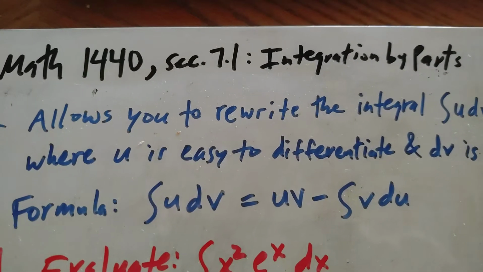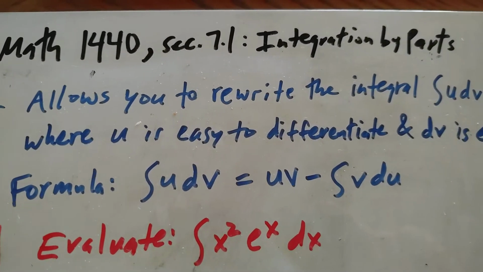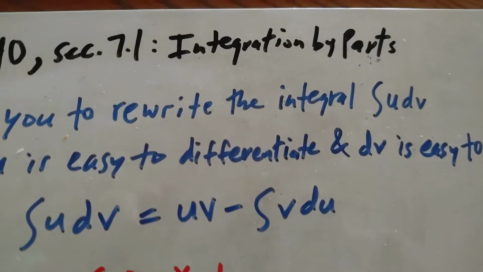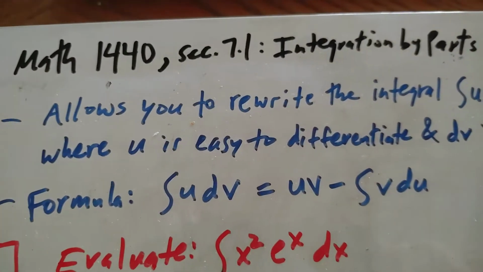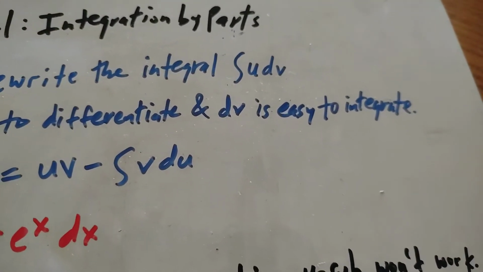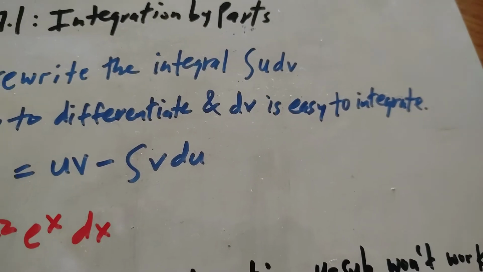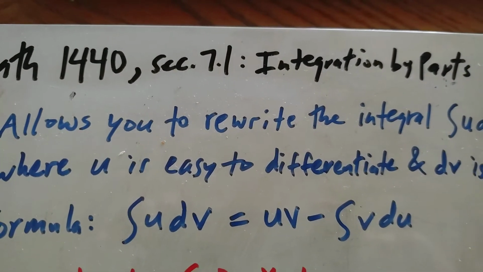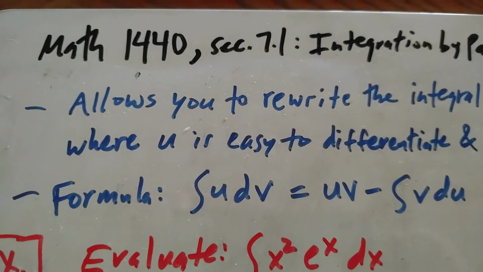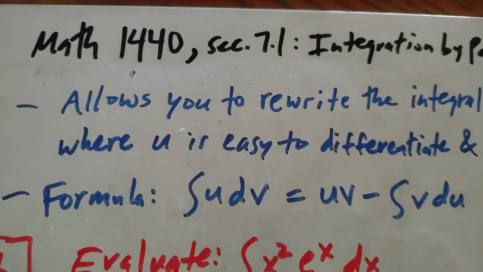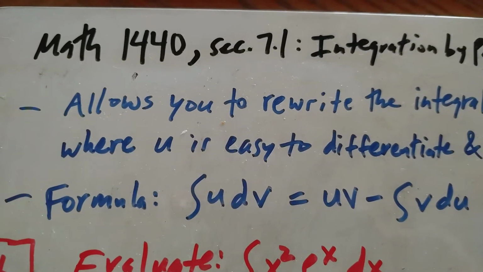Okay, so what is integration by parts? Well, it allows you to rewrite the integral in the form, the integral of u dv, where u is easy to differentiate and dv is easy to integrate. The word differentiate means you can find a derivative. Here's the formula that we're going to use, and this is proven in your book. You do not have to know the proof, but here it is.